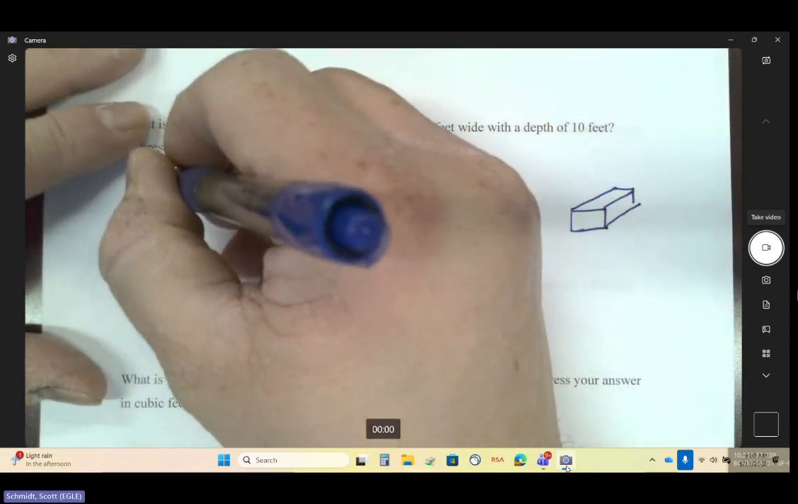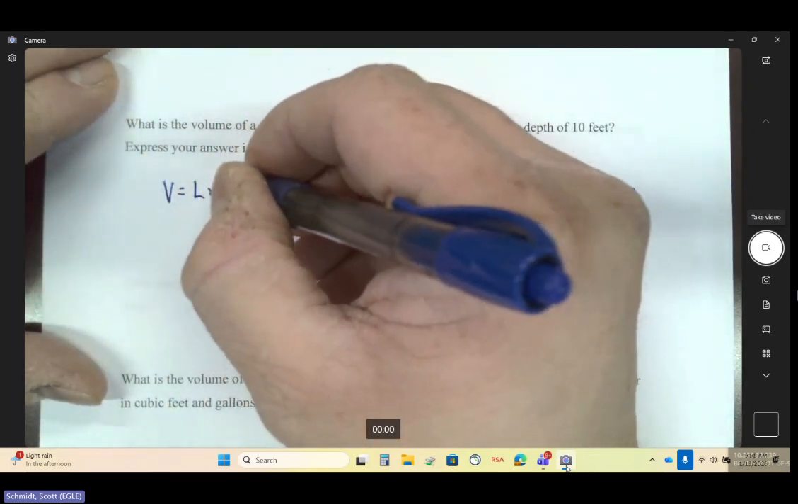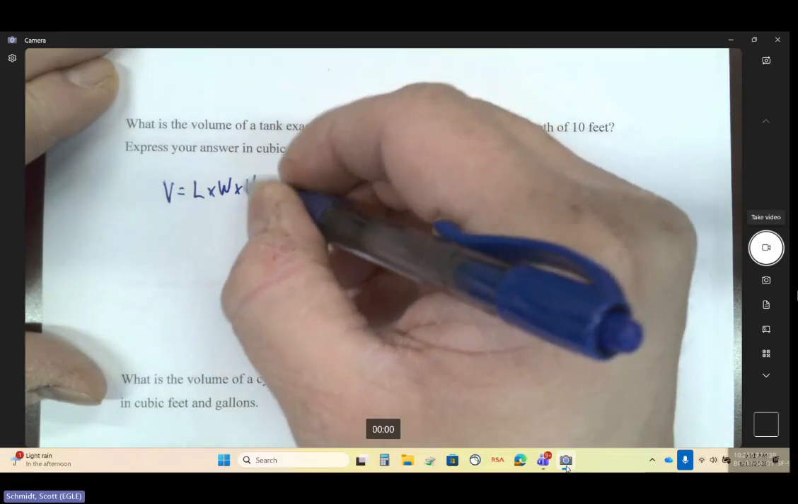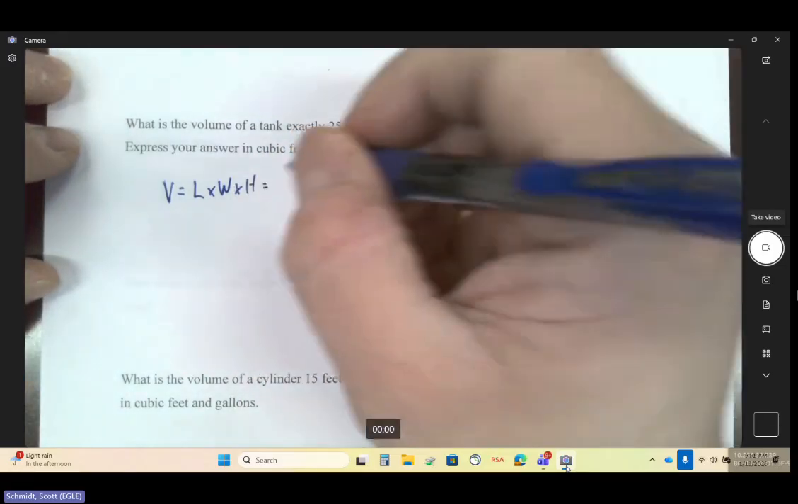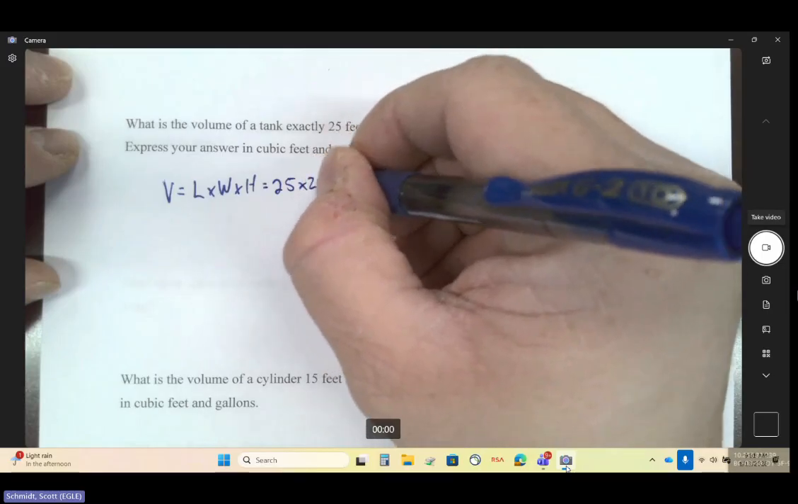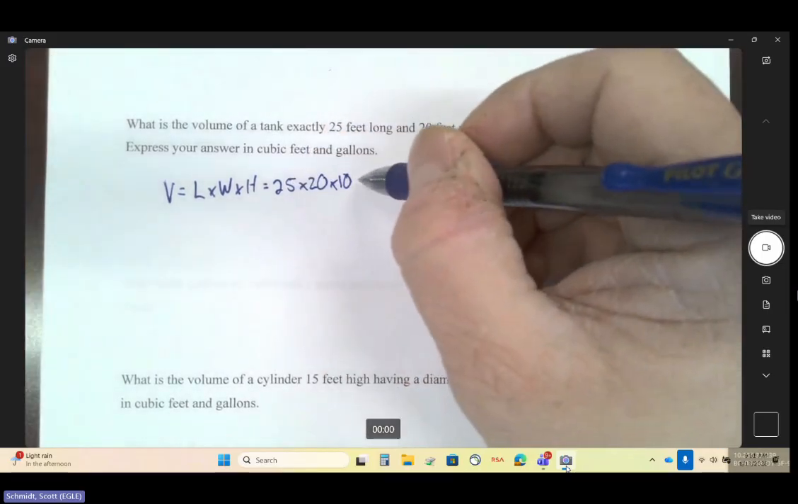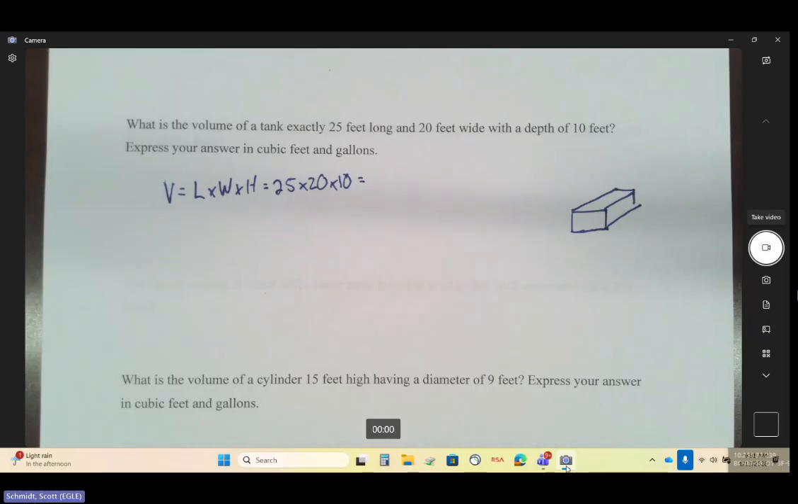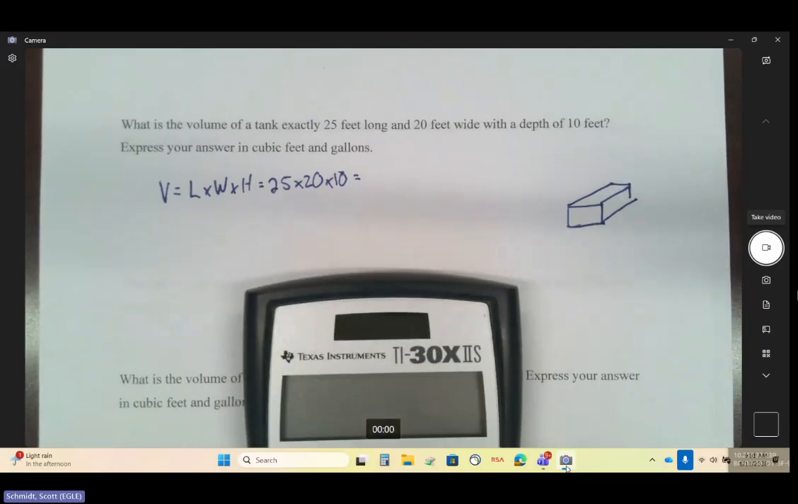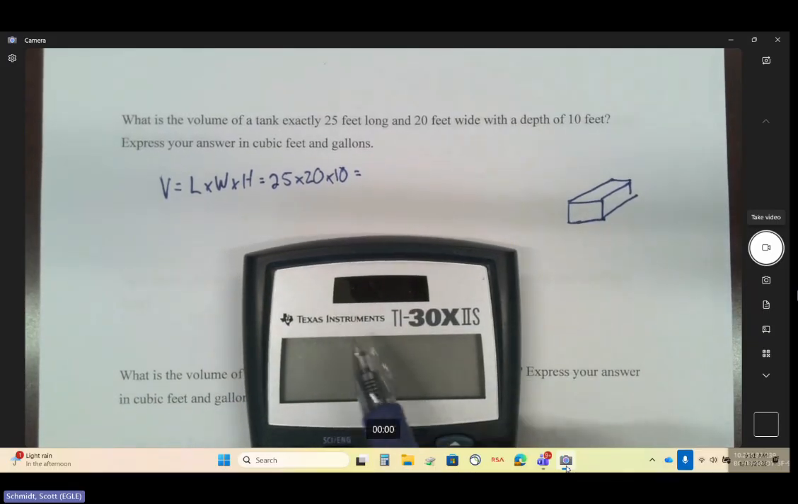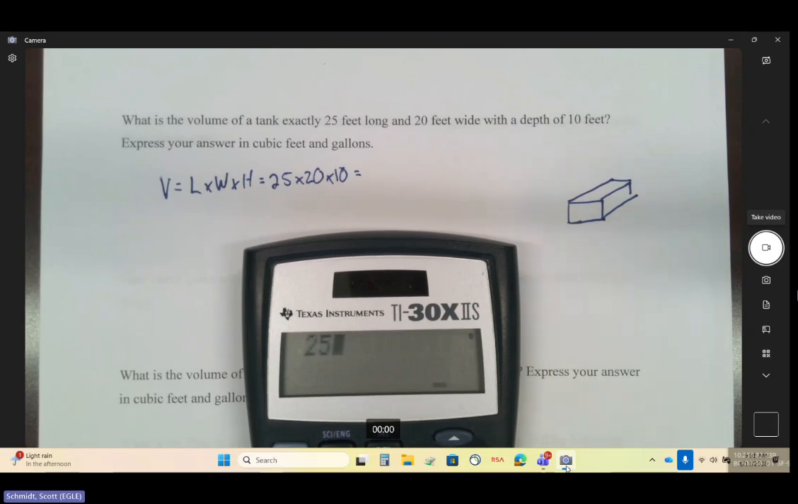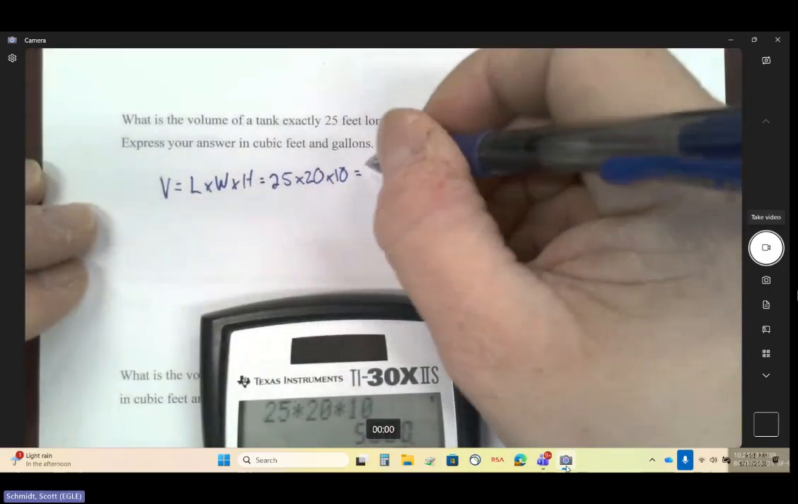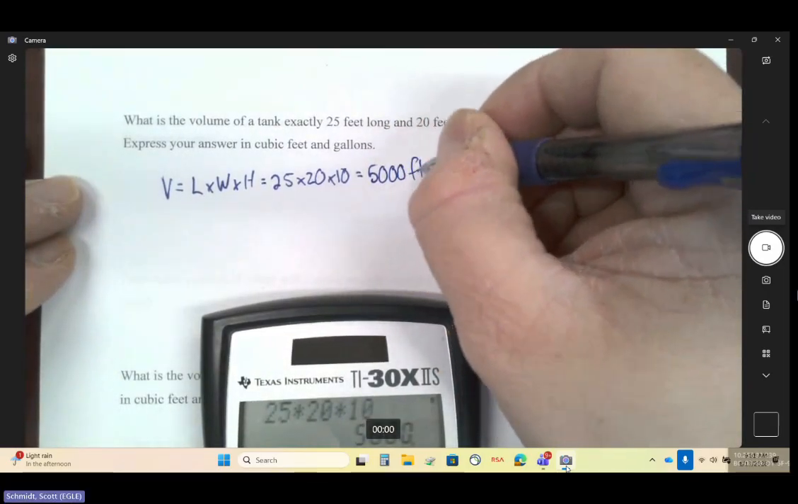The volume of a rectangular prism is length times width times height, or depth can be the same as the h. So here we're going to have 25 times 20 times 10. Since all the units are in feet, I don't have to convert them, and this gives me cubic feet. Like I've reiterated in other videos, the Texas Instruments TI-30X2S is the calculator that I recommend. It's non-programmable and can be used on every single test, and they're only about 10 to 15 bucks depending upon where you get it. So here's my first answer of 5,000 cubic feet.